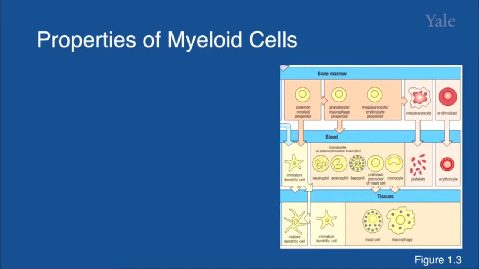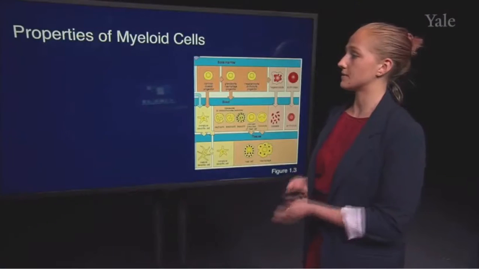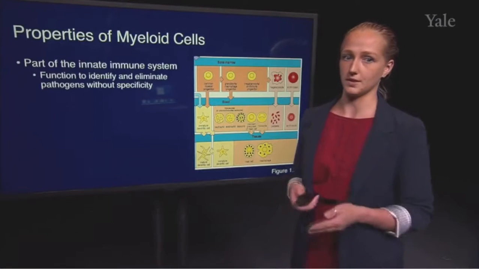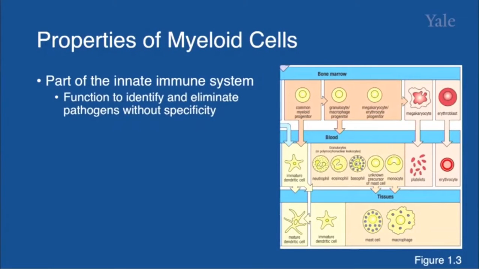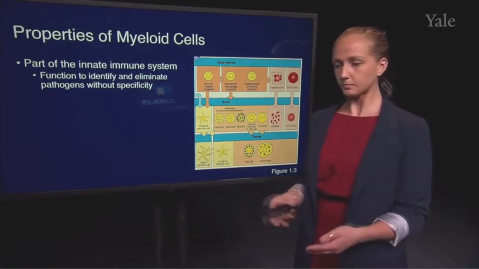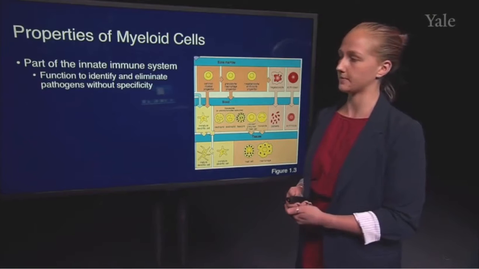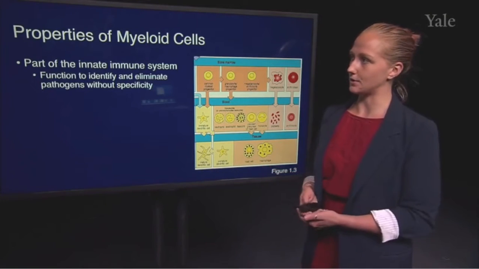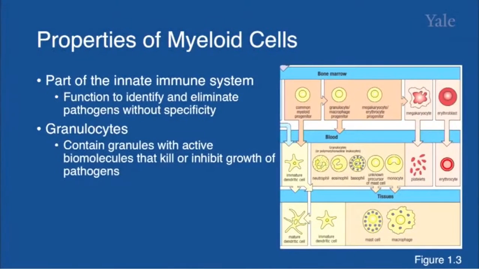Let's take a step back now that we've gone through a majority of the myeloid lineage. Again, just to review, myeloid cells are those that arise from the common myeloid progenitor cells. These cells are part of the innate immune system, which means that they function to identify and eliminate pathogens without specificity. If you think back to the properties that we've considered, they tend to be properties that would affect various pathogens under various immune stress situations. Some of the subsections of cells within the myeloid lineage are the granulocytes, which contain granules with active biomarkers that kill or inhibit the growth of pathogens, and phagocytes, which engulf pathogens.